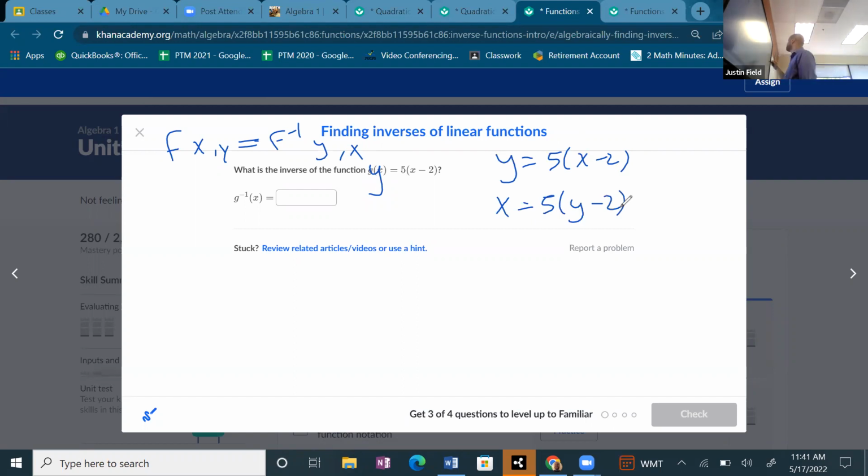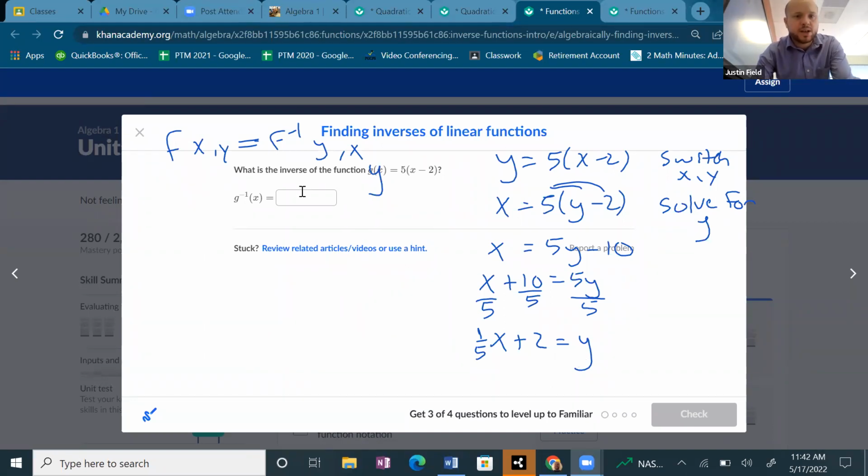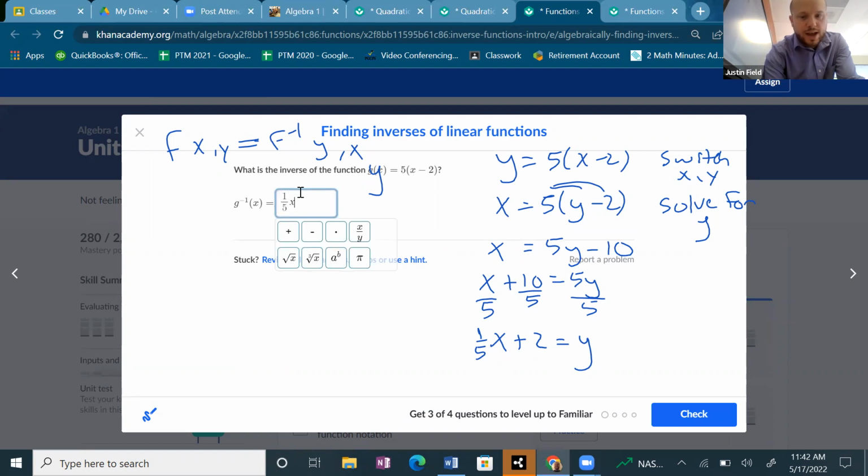Then solve for y. So I'll write it. Switch x, y, solve for y. All right, so we're going to distribute: 5y minus 10 equals x. Then we're going to put the 10 on the other side, so x plus 10. And then we're going to divide by 5. And so that's 1/5 x plus 2 equals y. So the inverse, according to my calculations, is 1/5 x plus 2.